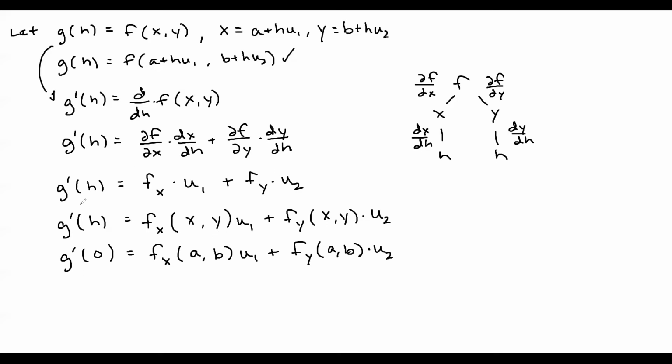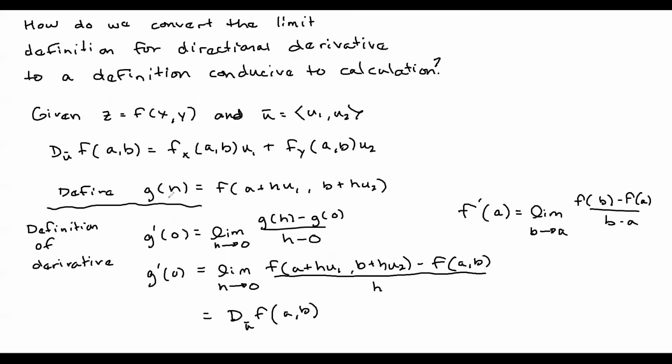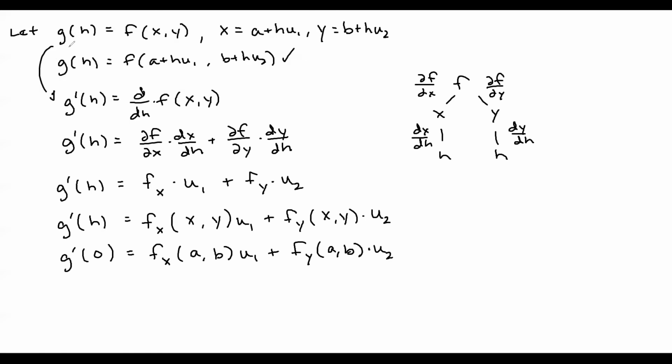Okay, so at this point, we can see that g of h is defined to be equal to f of x, y, and g of h, if you plug the composition in, is equal to f of a plus h u1, b plus h u2. So g of h equals this function. G of h, same function, same definition. So this is the same g here that we have here, and the same g here as we have here.